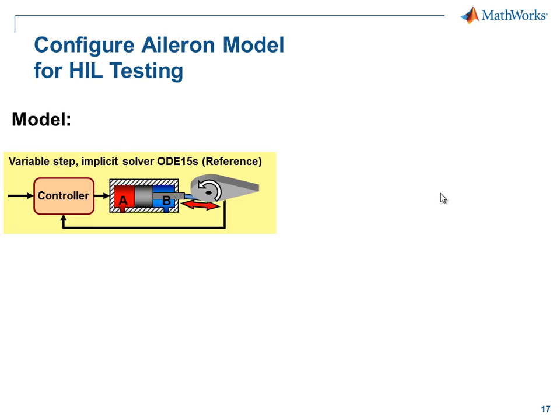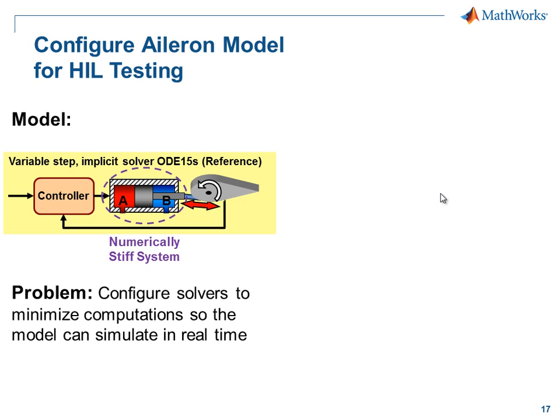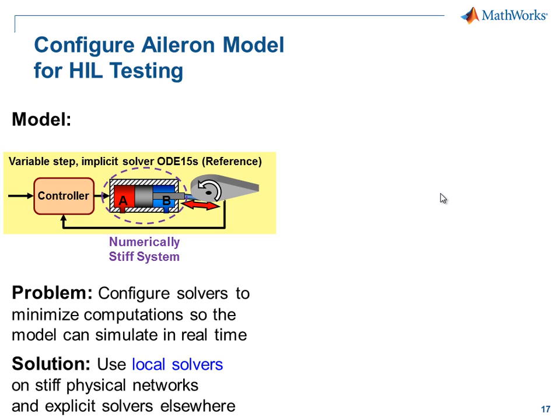Now that we wish to run this in real time, we'll need to configure this model to run with a fixed step solver. However, a portion of our system is numerically stiff. We need to find the right configuration of solvers in order to enable this to run in real time. We'll use the Simscape local solver to do this.